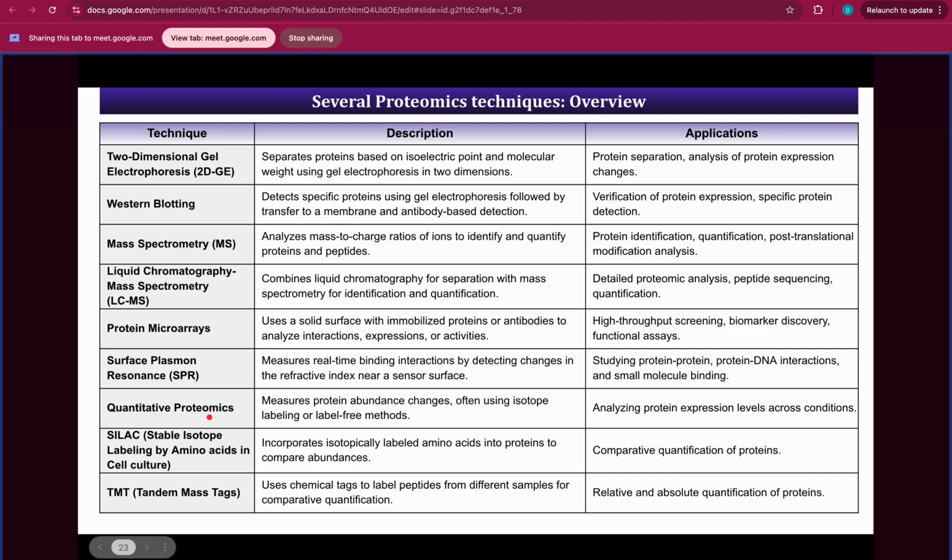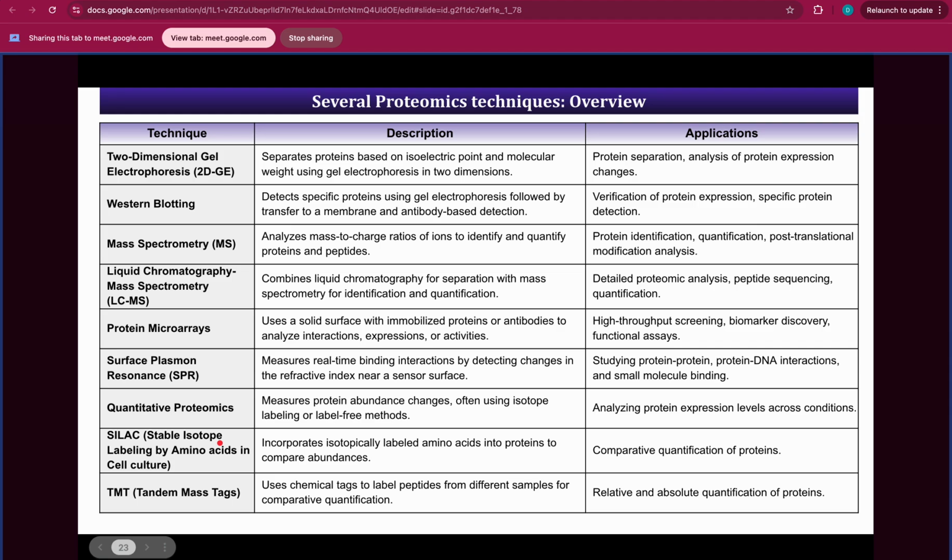Then quantitative proteomics. It is also a kind of big category, for the cases where I am looking for the quantity, that is, what is the quantity of protein in different samples, or I am comparing how the protein abundance is different. That is referred to as quantitative proteomics. It is also divided into label-free and labeled techniques, which we will study in the later slides. Then comes SILAC. This is also a kind of labeling technique.